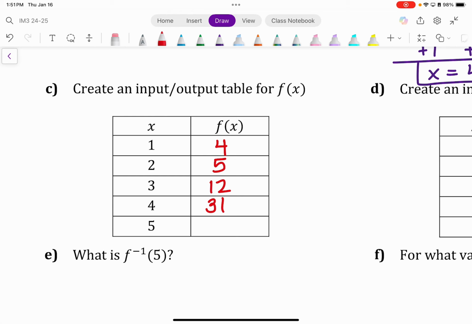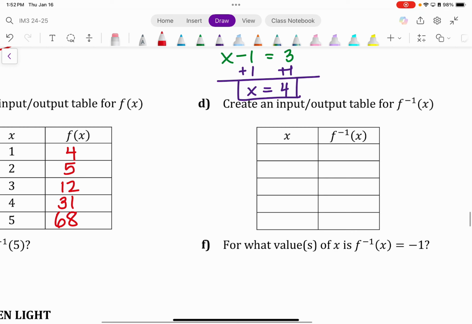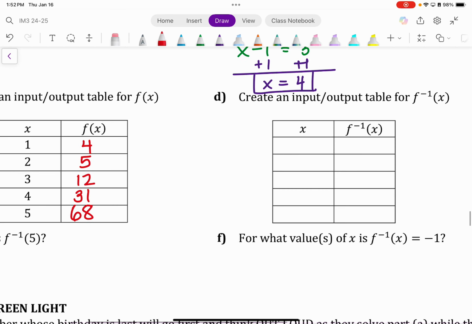And then anybody from the remainder tables that could tell me what f of 5 is equal to? Gabriel? What is it? 68. Okay. Very good. All right, so we have successfully made our input and output table for the original function f of x. It is now our goal to write the inverse table.